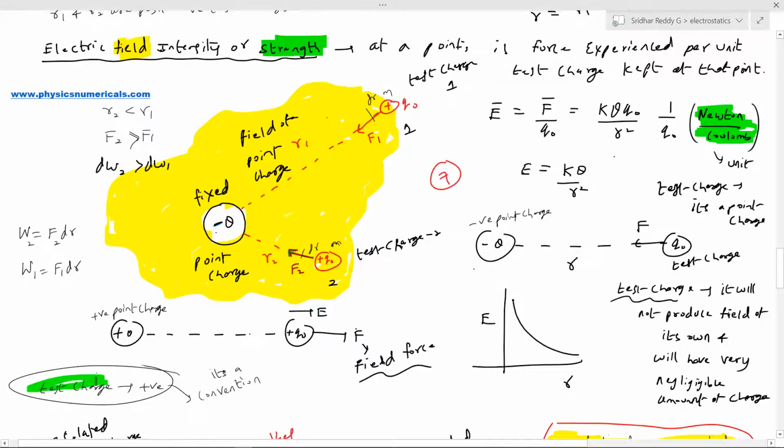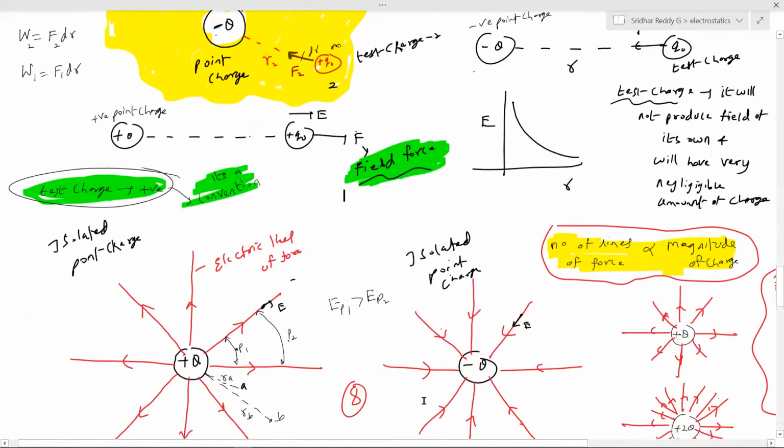Okay, these are some very important things. Let me highlight it. And what is this? This is a field force, not a contact force. This is a basic introduction of the electric field due to a point charge. Okay, let me go to the next condition.